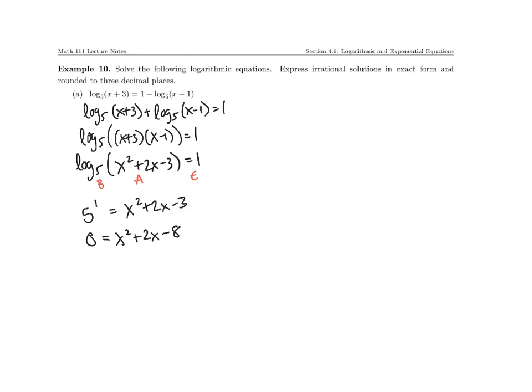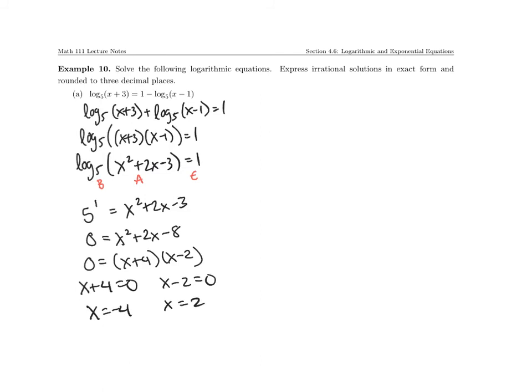I'm now looking for two numbers that multiply to negative 8 and add to 2. So this will be (x plus 4) and (x minus 2). I'm going to take each of these factors and set them equal to 0. And when I solve, I get x is equal to negative 4 and x is equal to 2.